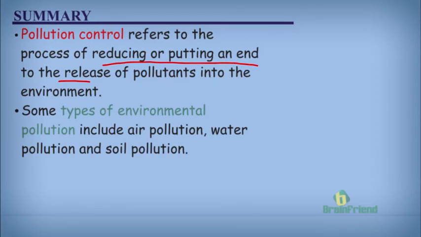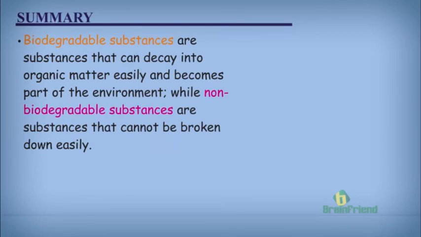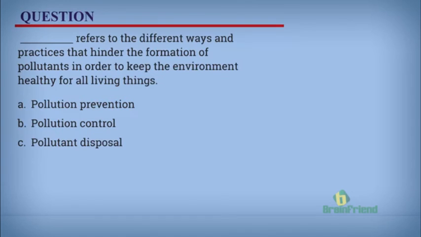There are some types of pollution. They include air pollution, noise pollution, land pollution, soil pollution, etc. Biodegradable substances are those substances that can decay easily, while non-biodegradable substances are substances that cannot decay easily. Let's ask ourselves a question. Dash refers to the different ways and practices that hinder the formation of pollutants in order to keep the environment healthy for all living things.